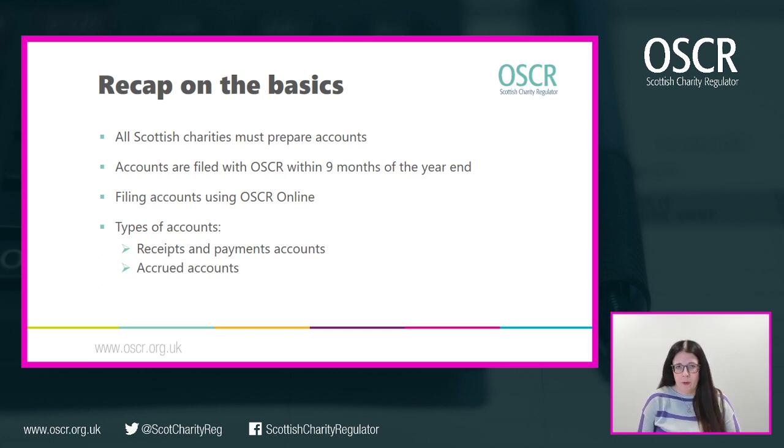So let's do a recap on the basics from webinar 1. All Scottish charities have to prepare accounts and file those with OSCR within 9 months of the end of their financial year. You have to file your accounts using the OSCR online system. That means you complete your annual return and you file your accounts through our electronic portal all at the same time. There are 2 different types of accounts that charities can prepare. The first is receipts and payments accounts, and that's what we're going to look in detail at today. And the second is accrued accounts, and I'm going to cover some of the differences between the two later on.